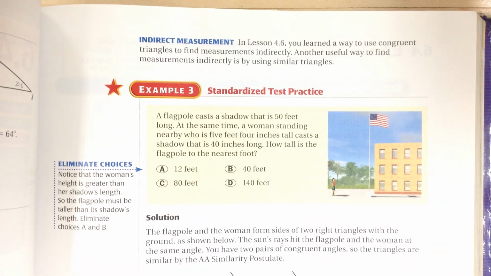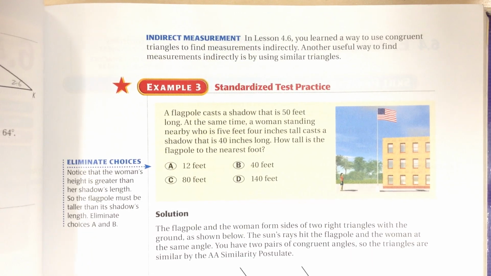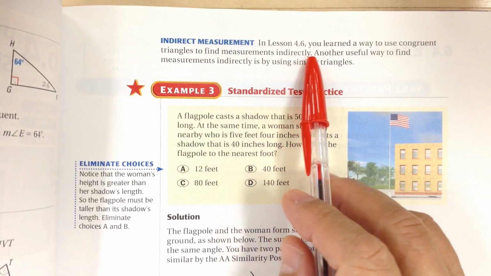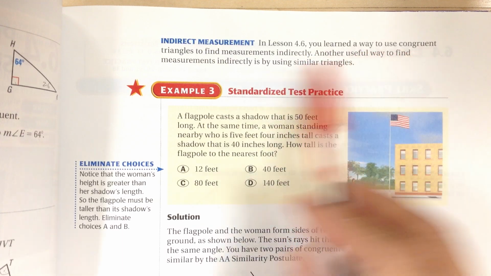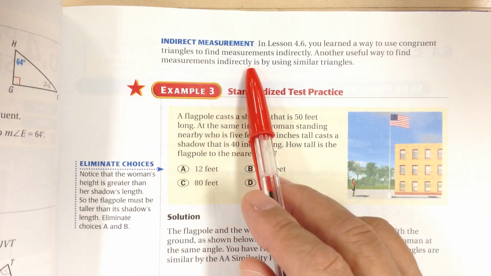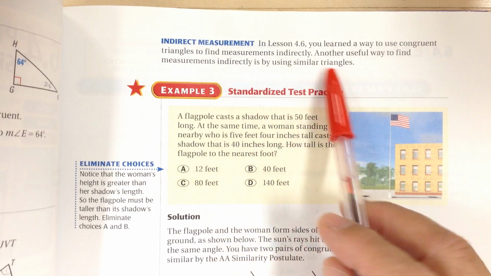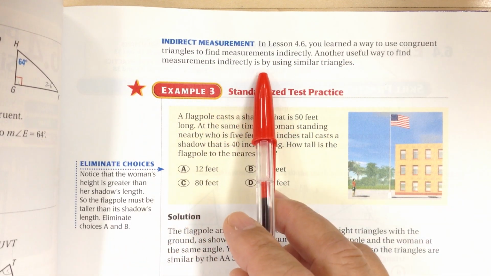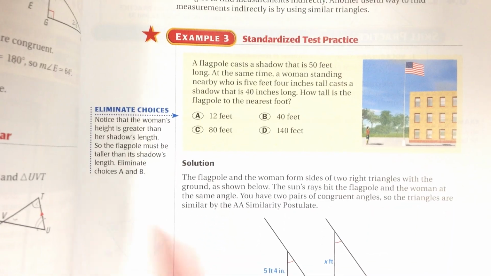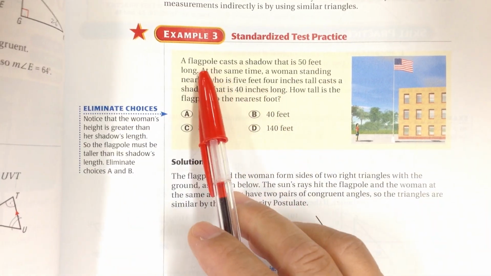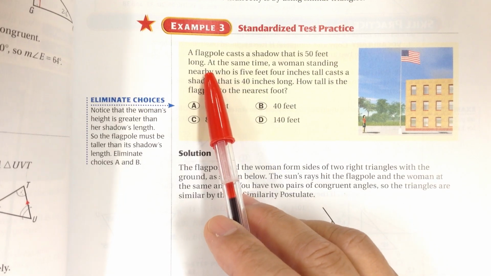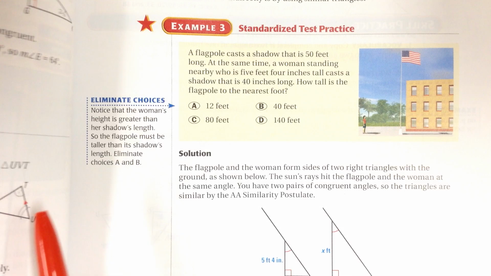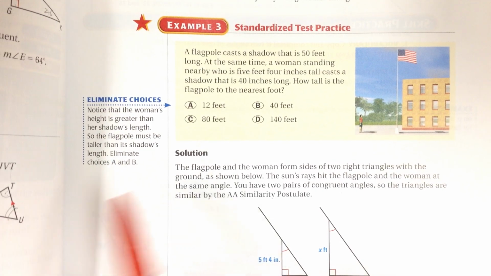Let's go to page 383, indirect measurement. In lesson 4.6, you learned a way to use congruent triangles to find measurements indirectly. Another useful way to find measurements indirectly is by using similar triangles. So here's an example of how you can measure the height of a flagpole without measuring directly.